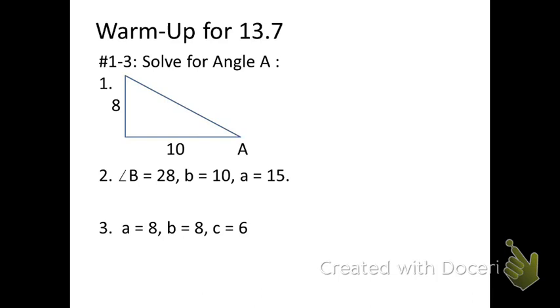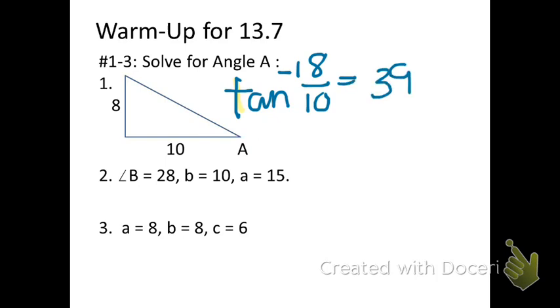So the warm-up starts off with finding the unknown angle A. This first one means we are going to find angle A by doing the inverse tan, opposite over adjacent. And when you enter that on your calculator, it will give you 39 degrees.